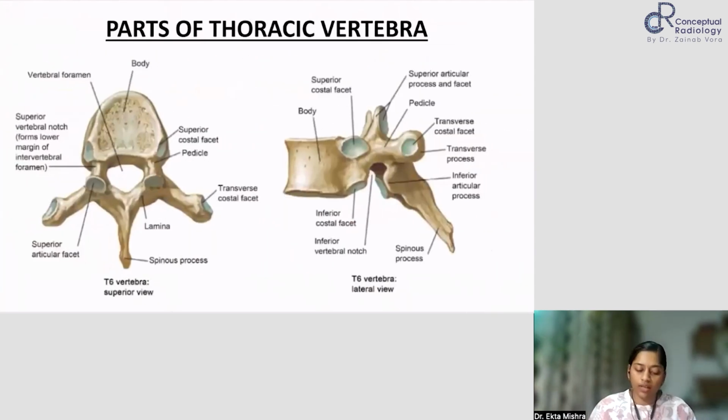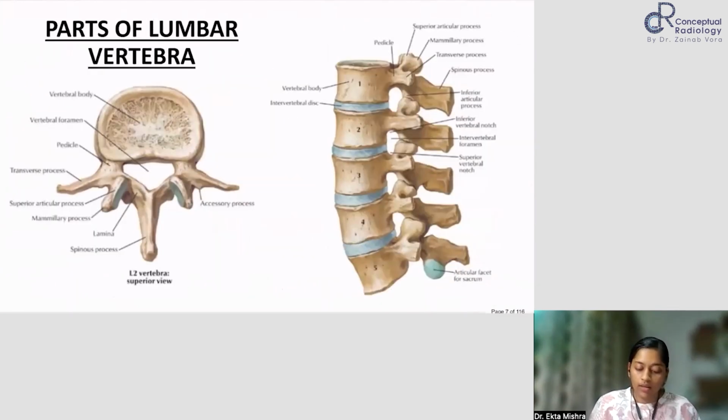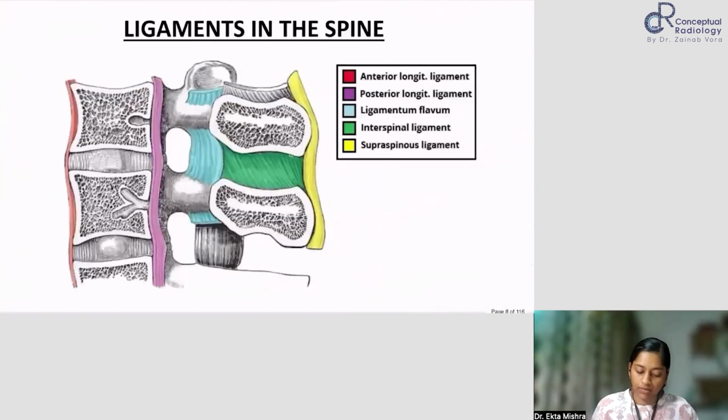So this is an elaborate thoracic vertebra illustration. The additional points from the previous diagram in this slide are the costal facets, the vertebral one and the transverse process. This is the illustration for the lumbar vertebra. You can go through them.